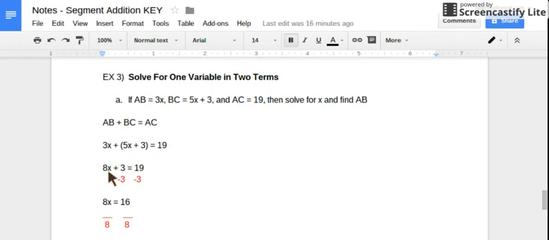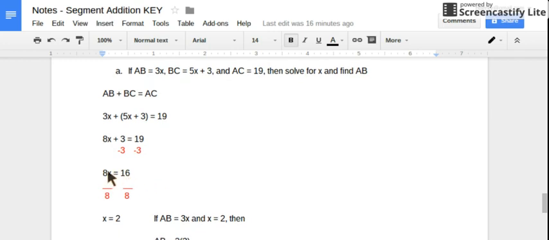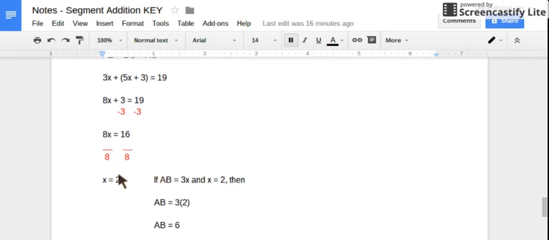So let's get x by itself. We'll work outside in. We'll get rid of this 3 first. We're adding 3. The opposite of that would be subtract 3 from both sides. So now we have 8x equals 16. To undo this multiplication and get x by itself, we're going to divide both sides by 8. And so we get our x is 2.